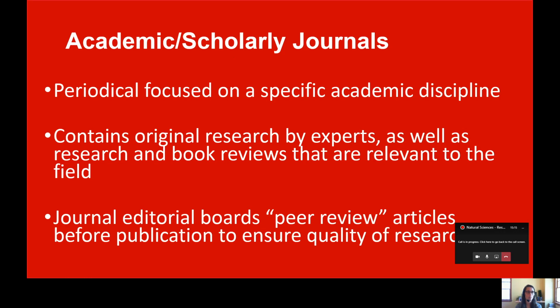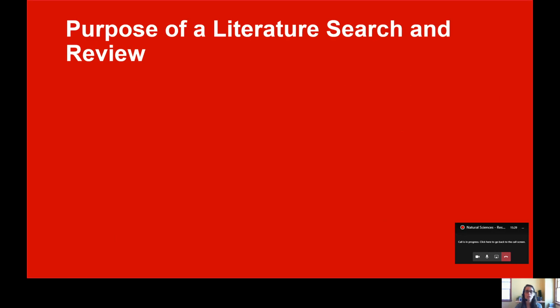And finally, academic and scholarly journals have what are called editorial boards, and these groups of experts peer review articles before publication, and this ensures, of course, the quality of the research. So you'll be using these articles in your literature search and review.